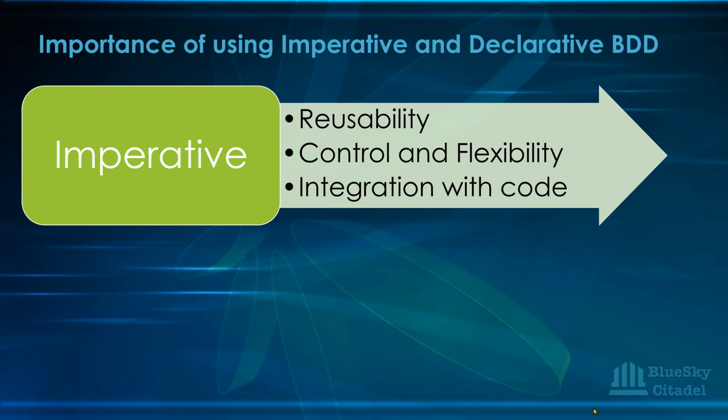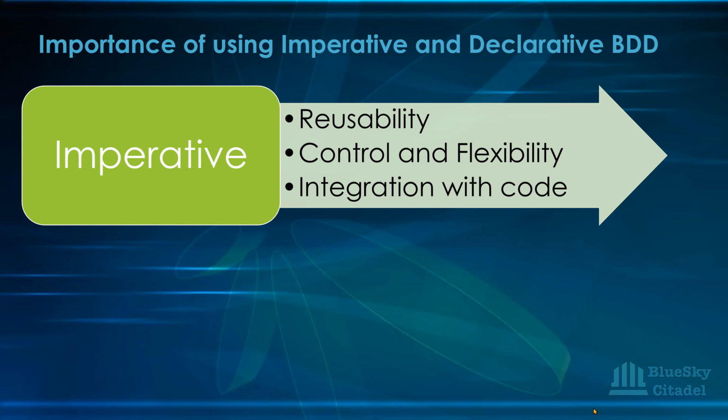Also, the imperative is useful when it comes to integration with code, because the imperative Gherkin is often used when tightly integrating Gherkin scenarios with the actual test code. So it allows seamless navigation between the high-level specification and the low-level test implementation.